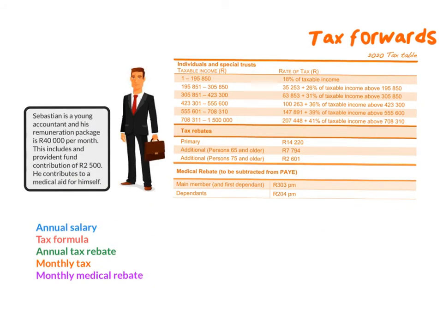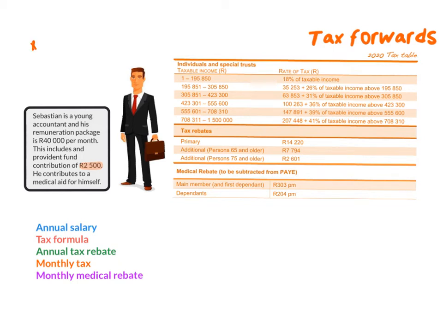Let's have a look at Sebastian's situation. He is a young accountant and his remuneration package is 40,000 Rand a month. This includes a Provident Fund contribution of 2,500 Rand. And you need to be very, very careful when you see this, because you would remember when we went through the salary packages that the Provident Fund does not have any tax on it. Therefore, the 40,000 is not his basic salary. His basic salary is 2,500 Rand less.